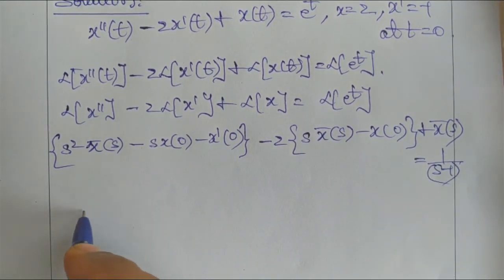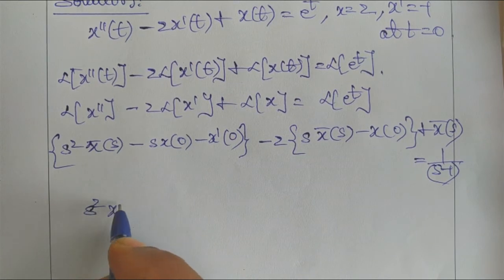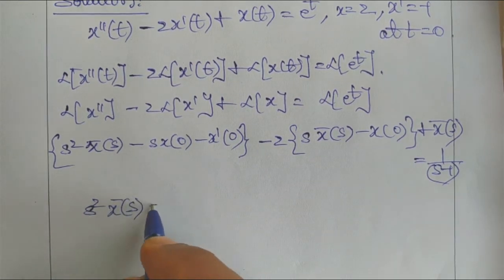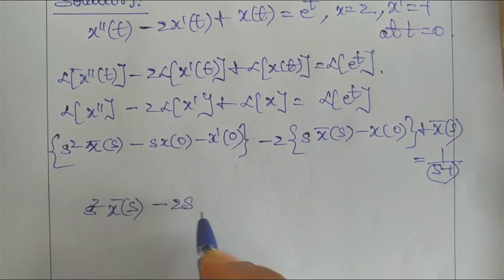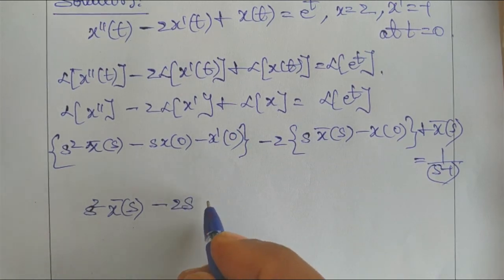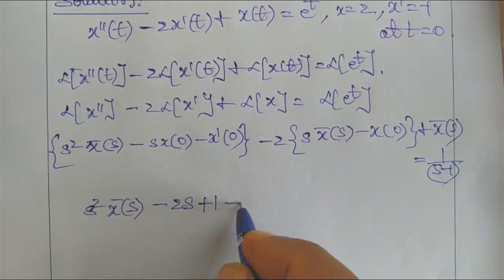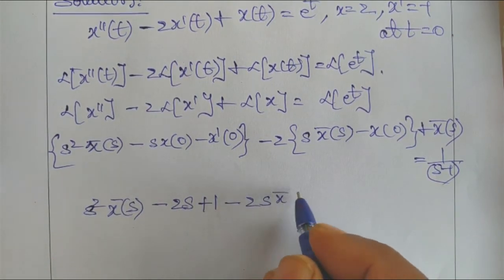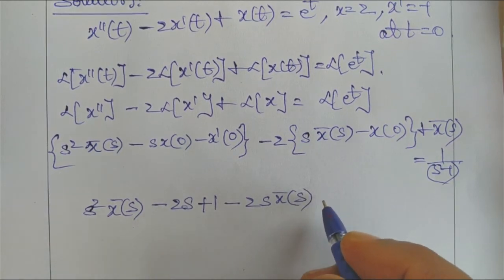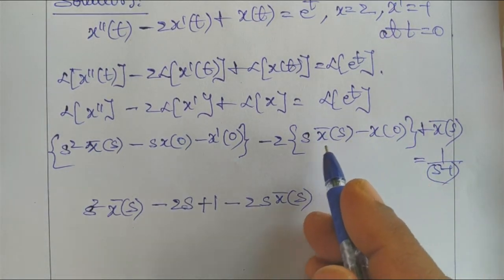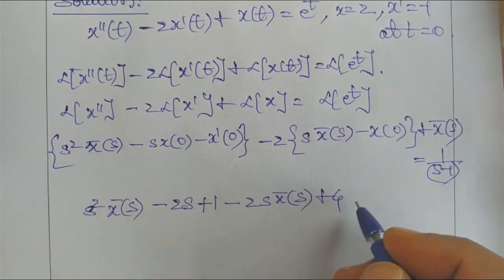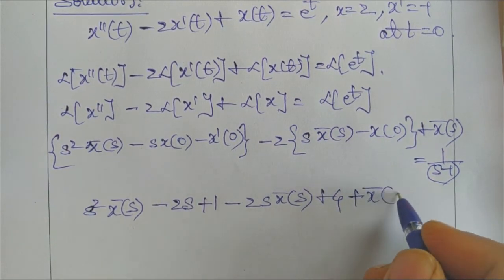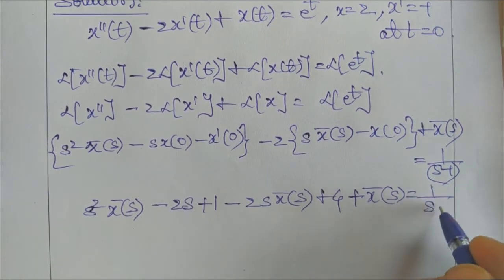Now what happens? S square x bar of s minus 2s, okay, then x dash of 0 means minus 1, it becomes plus 1, then minus 2 into s into x bar of s, then plus minus plus 2 into x of 0 is 2, so that is plus 4, then plus x bar of s is equal to 1 divided by s minus 1.